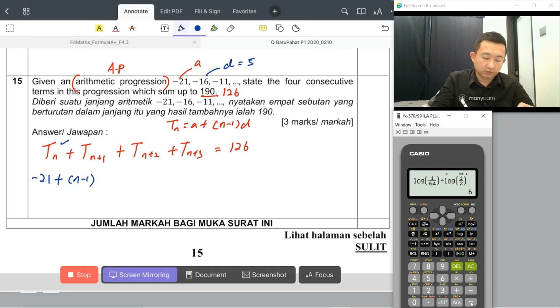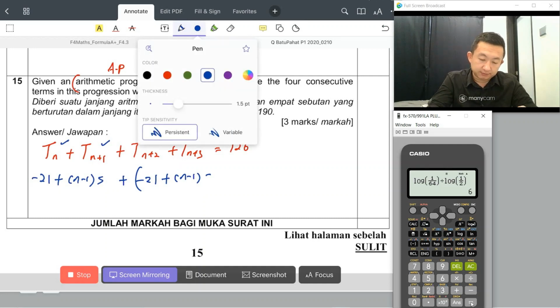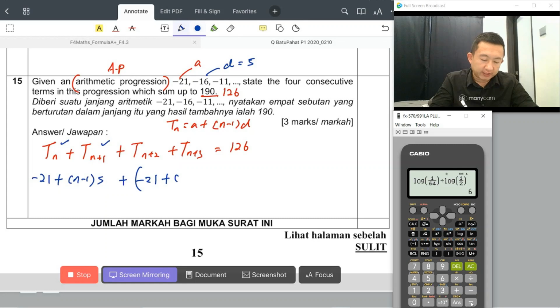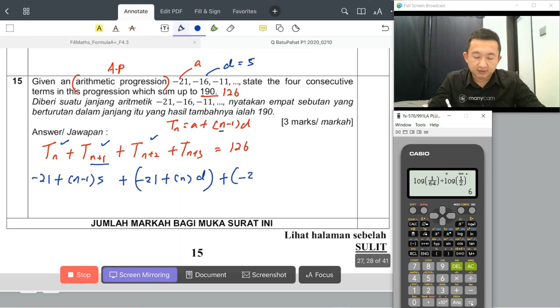5. Okay, so 5. This is tn, and tn plus 1: negative 21 plus n minus 1, not minus 1, but minus what? Look at this one, this is n plus 1. When you put n plus 1 into this n, you have n plus 1 minus 1, and you have only n. And then follow the third one. Okay, negative 21 plus, you are putting n plus 2 into n. So n plus 2 minus 1, n plus 1.